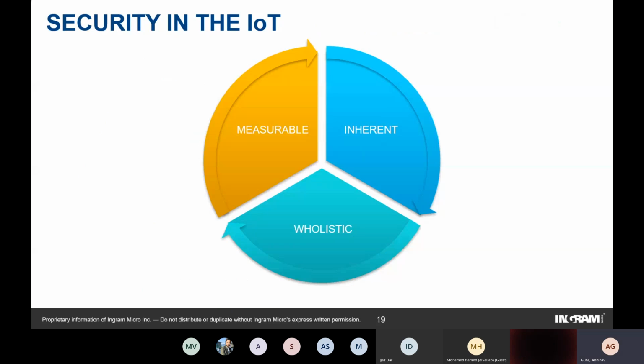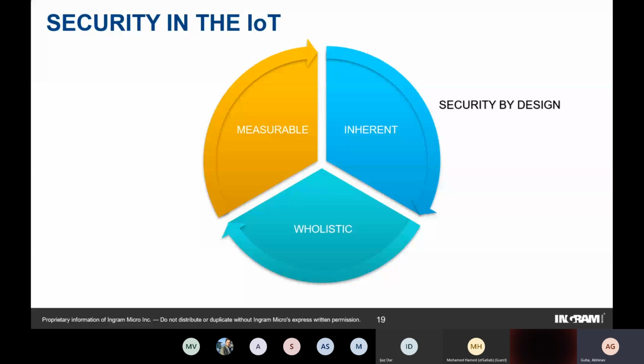Security in the IoT. Covering these three aspects, making it inherent, holistic, and measurable, would cover most of your ground. You need to have all three of these core principles embedded into anything that is IoT. And it should not come as a surprise that we have so many disparate forms of IoT devices and technologies that it is one of the weakest forms of technology we have currently. Securing this is an immense challenge, because of the sheer number of different varieties of devices that you have online.